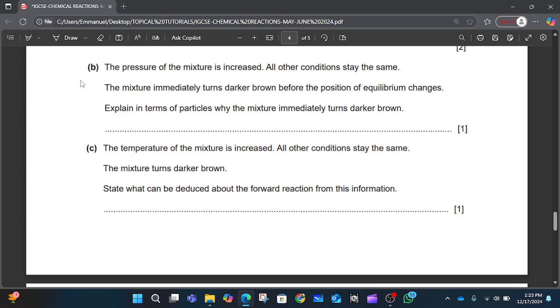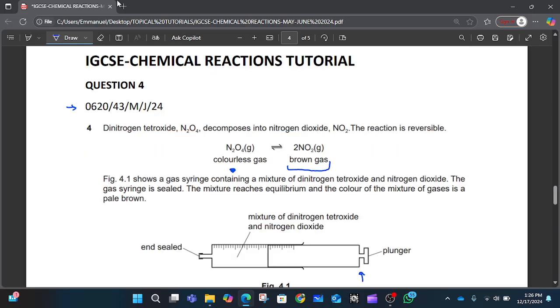B. The pressure of the mixture is increased. All other conditions stay the same. The mixture immediately turns darker brown before the position of equilibrium changes. Explain in terms of particles why the mixture immediately turns darker brown. When the pressure of a reaction is increased, the particles in the reaction mixture are going to be forced together. And so the reason why the mixture turned darker brown immediately the reaction pressure was increased was because the NO2 gas particles, which is a brown gas, were forced together into a small volume of space.